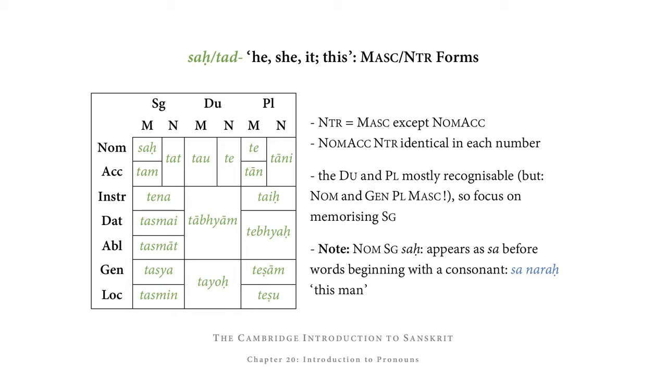Finally, a short note on these forms, and that is that the nominative masculine singular, sach, actually appears as sa whenever it is followed by a word that begins with a consonant. So this man would not actually be sach narach, but it would be sa narach.